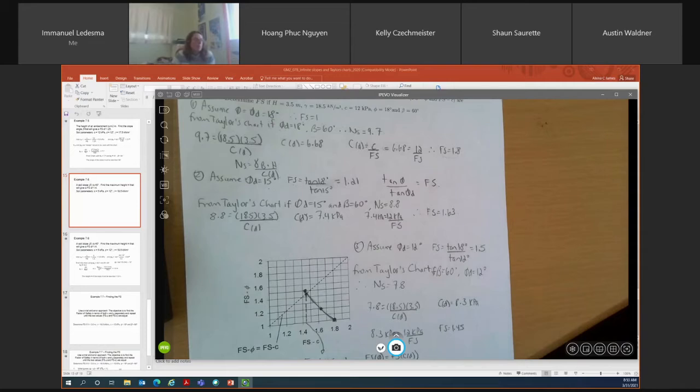Okay, why don't we take a 10-minute break? So why don't we reconvene at 10:05, and at that point, we can start with flexible wall permeameter testing. Anyone else have any questions on Taylor's charts or the use of Taylor's charts?